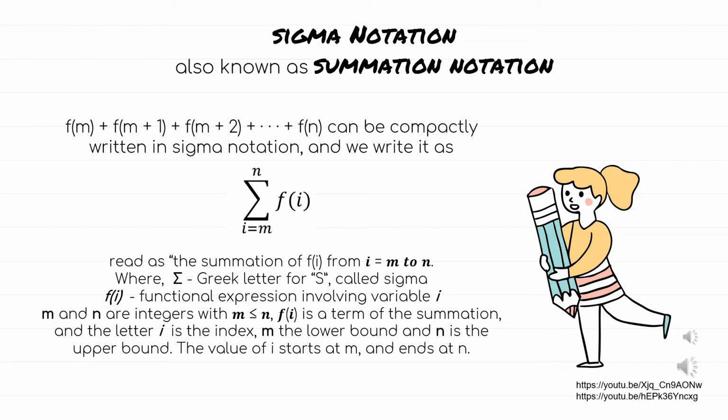F of I is a term of the summation, and the letter I is the index, m the lower bound, and n is the upper bound. The value of I starts at m and ends at n.